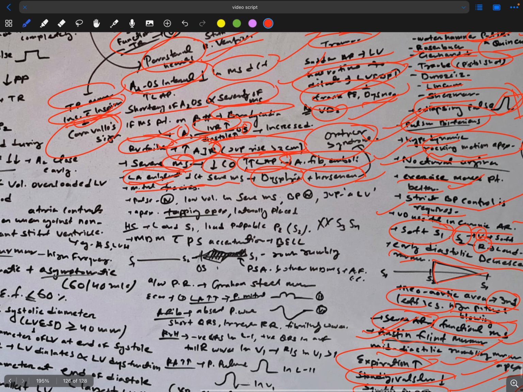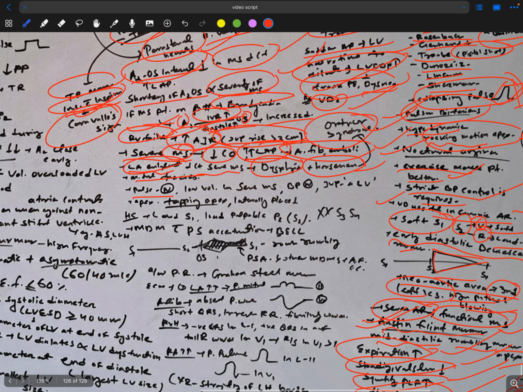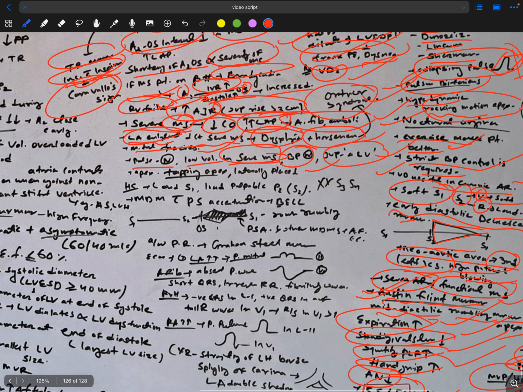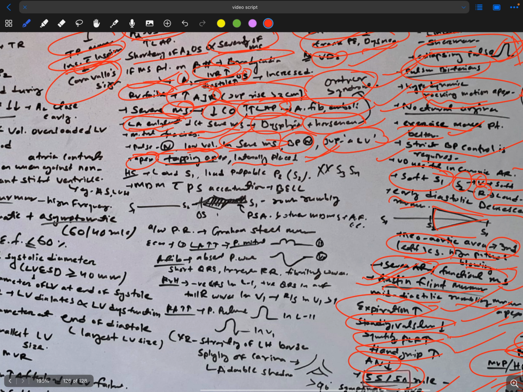So you see mitral facies in case of MS. Pulse is normal, but in severe MS the pulse is low volume. BP is normal. In JVP we find A and V waves in long-term cases. Apex is a tapping apex, laterally placed, and in heart sounds we find loud S1 and loud palpable P2 due to pulmonary hypertension. S3, S4 are absent.